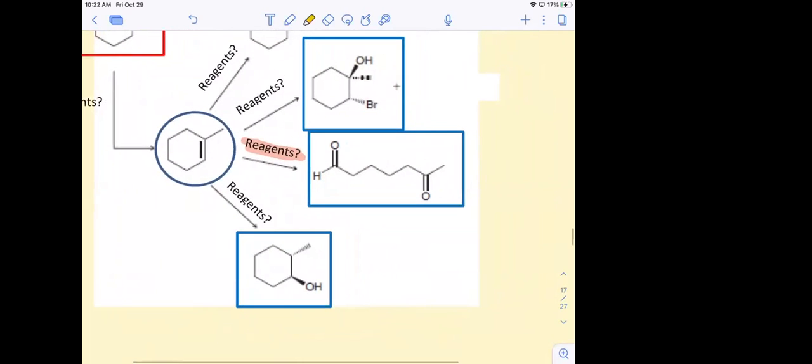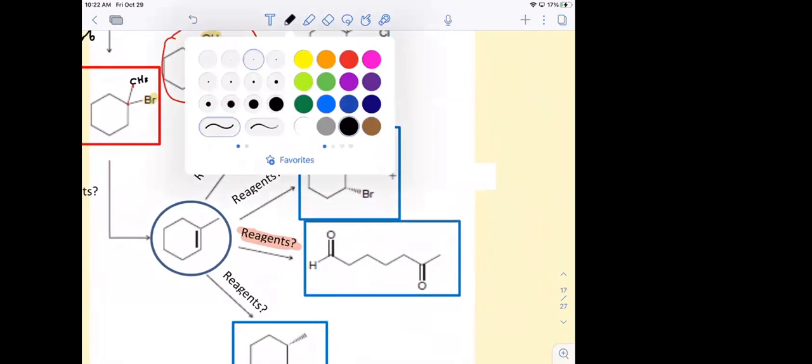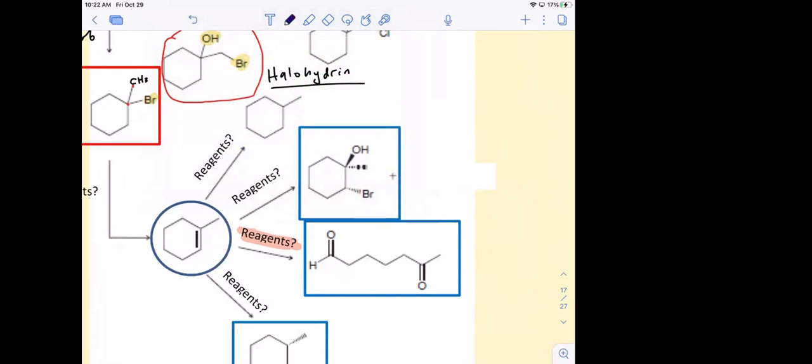In blue, highlighted in blue. And I want to do this one too. Let me highlight that one. And then we're going to step away from this page to talk about the ozonolysis. I'll do this one as well.